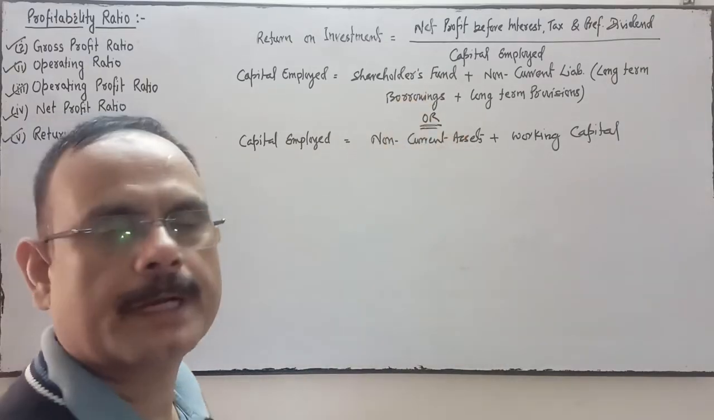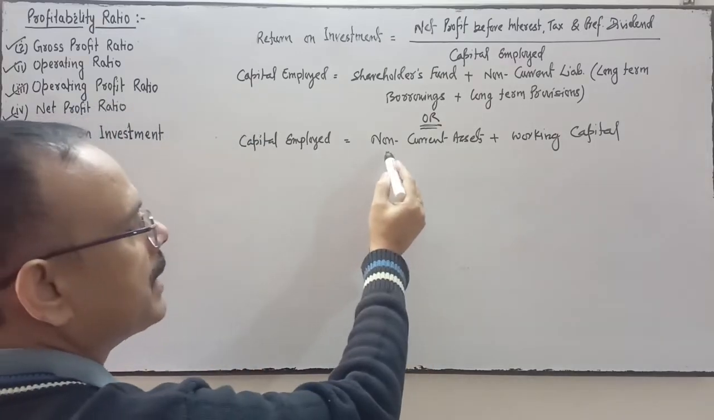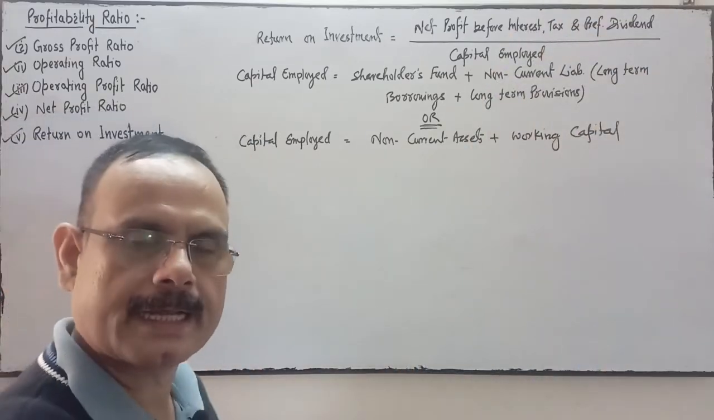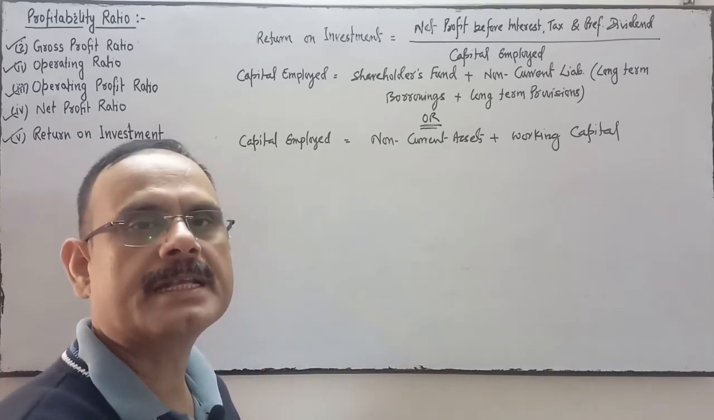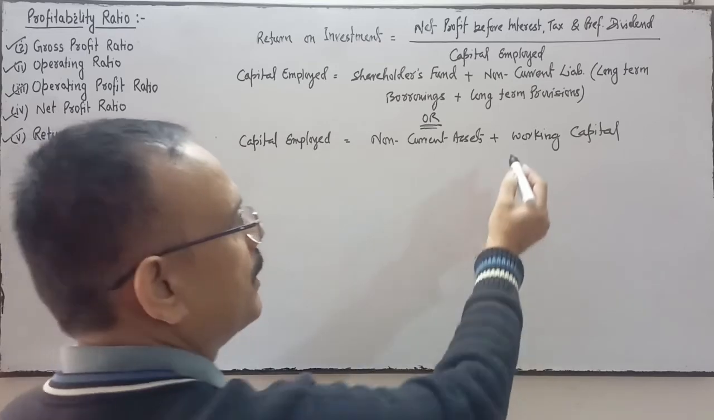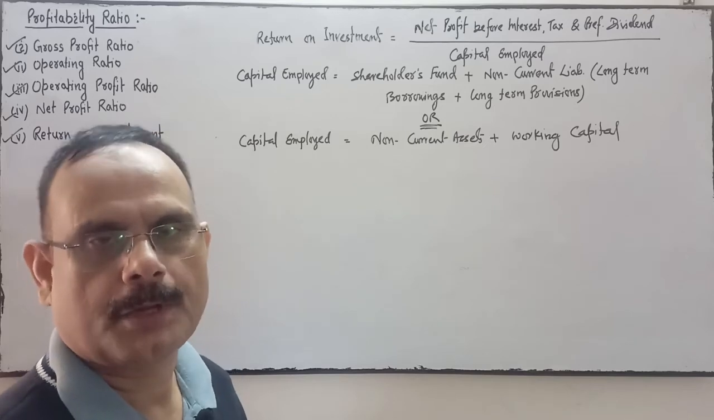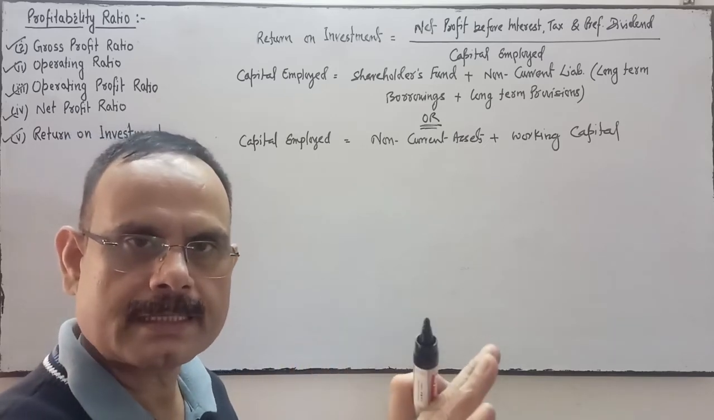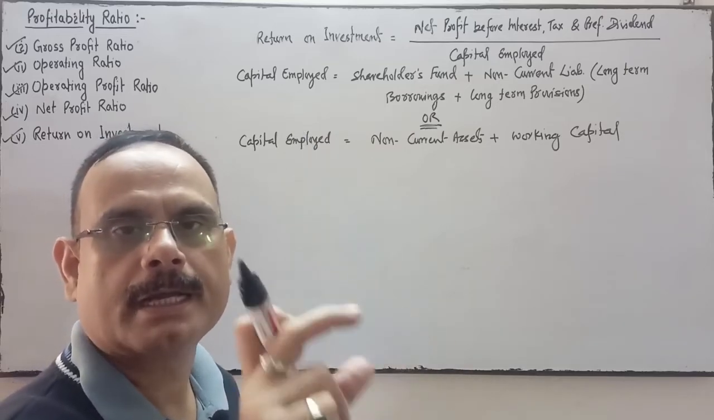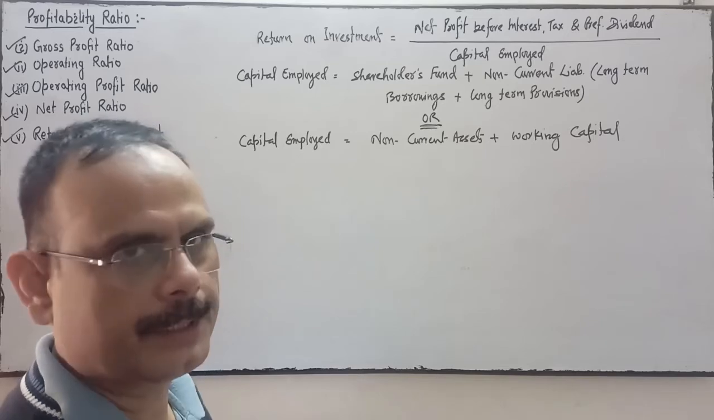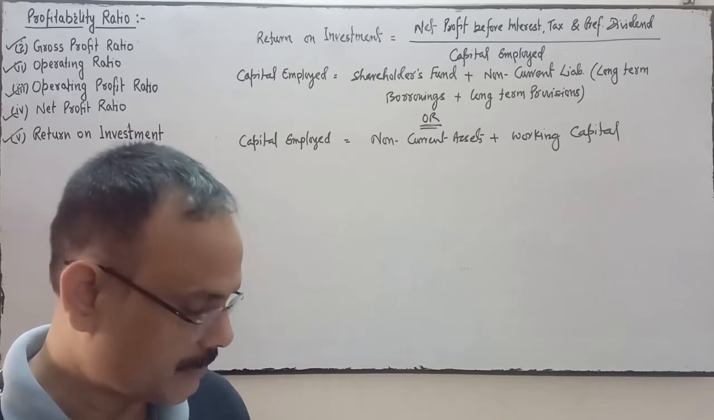In another way also we can calculate the capital employed. From the asset side, non-current assets plus current assets minus current liability, which means working capital. So non-current assets plus working capital. If you add working capital to the non-current assets, the rest part will indicate the shareholders fund and non-current liability. We'll see the question based on this.